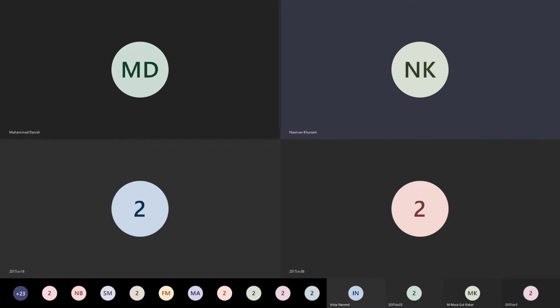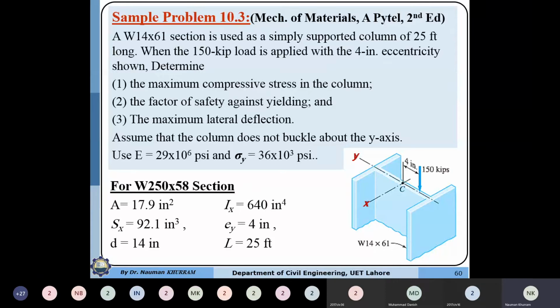Okay, here I'm just going to explain how to solve this question. I will just provide you the equation and I will explain the methods so you can solve this question yourself. So this question is problem number 10.3. I have taken it from the book Mechanics of Materials by Andrew Pytel, second edition.